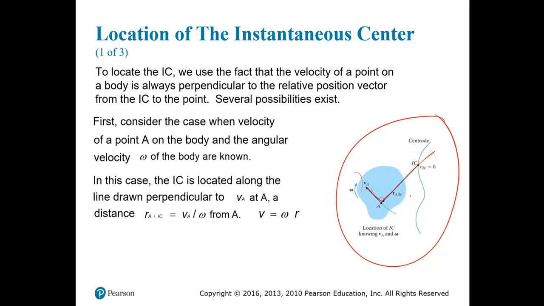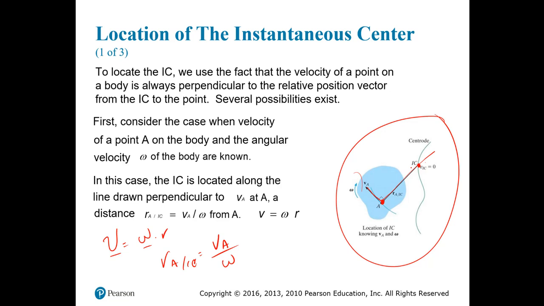And you can easily get that because you know from theory that velocity at any point is equal to omega times the radius. If you are given this and this, then you can just solve for rA/IC and find that distance by dividing VA over omega. And if you do that, then you can get how long it is from here to this point, and therefore everything will be specified.